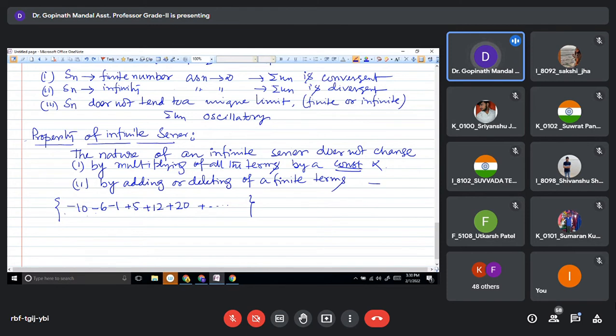Suppose we delete these first three terms. If we delete the first three terms, the nature of this series, this is not a sequence, this is a series, suppose un, the nature of the series un does not change. If we delete the first three terms, the nature of the series does not change.